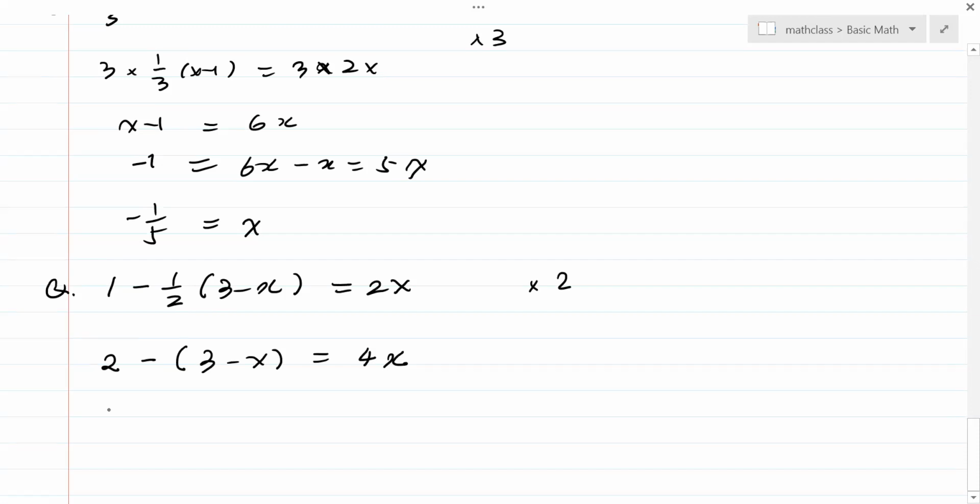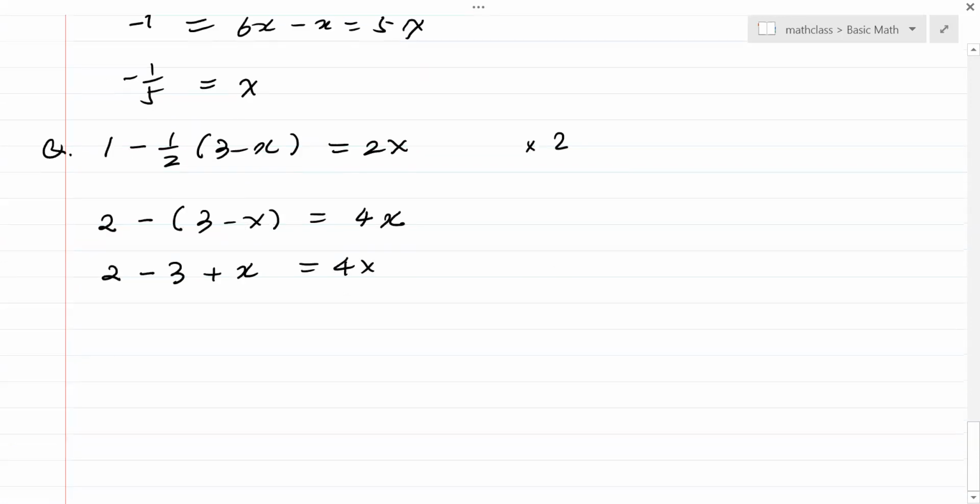Then you remove the parentheses: 2 minus 3 plus x equals 4x. So you simplify it, and you will get negative 1 plus x equals 4x. So you have to move x over to the right-hand side, but don't forget to move this on the other side.